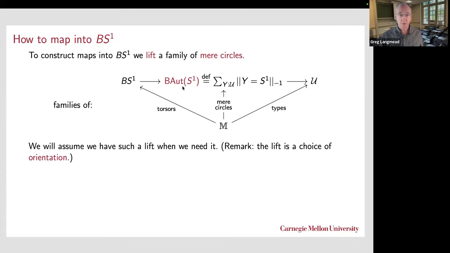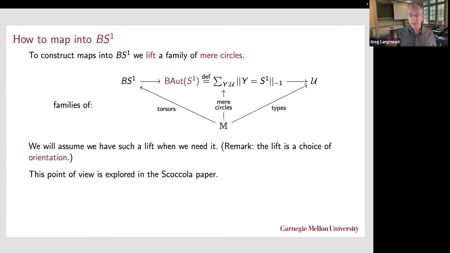So this perspective of we have a map into a component of the universe, and then there's a property that map can have that tells us whether it factors through an Eilenberg-MacLane space, is exactly the point of view explored in that Skokola paper.